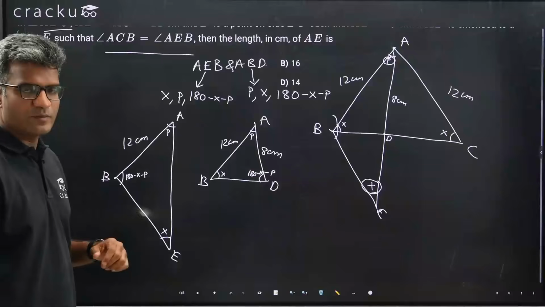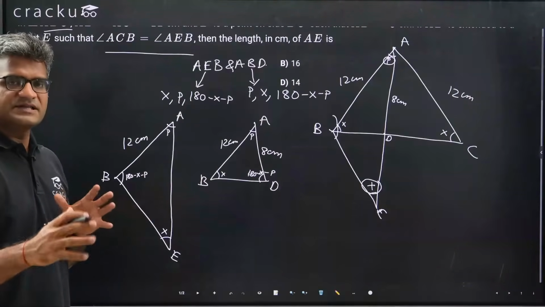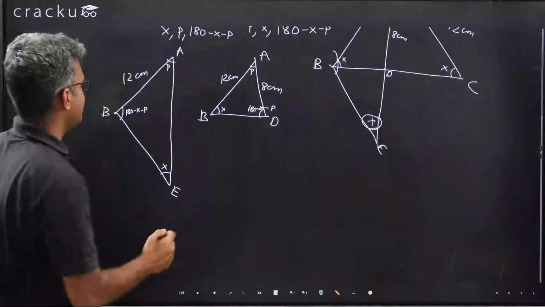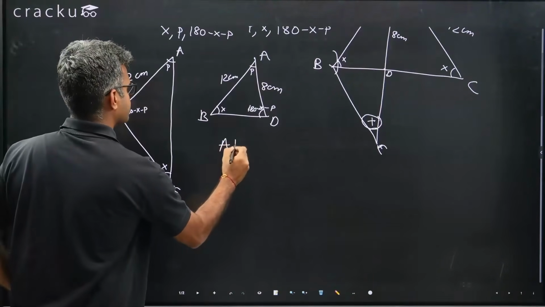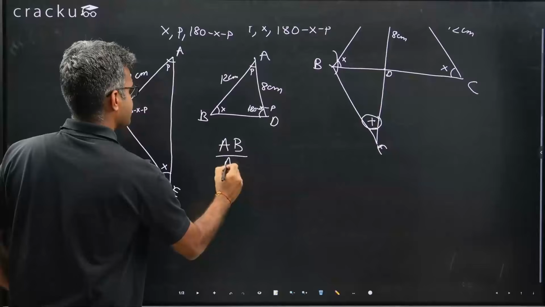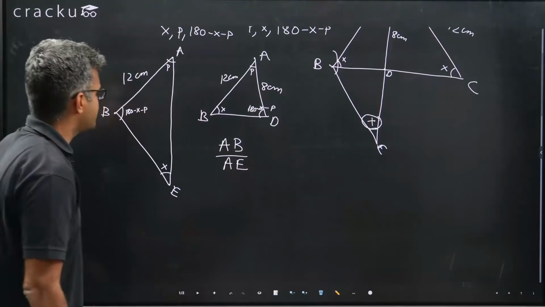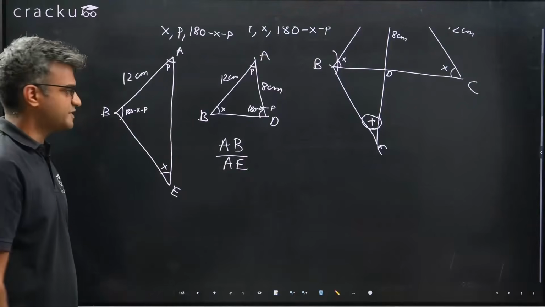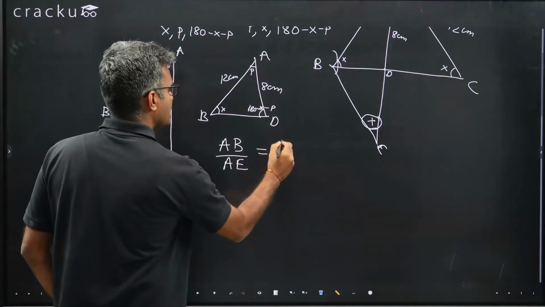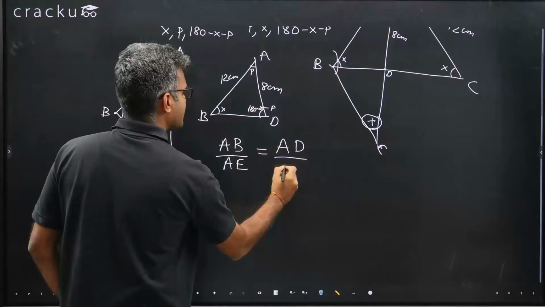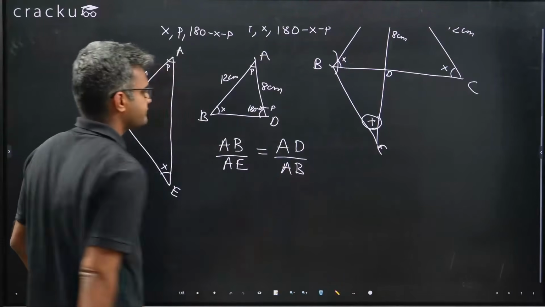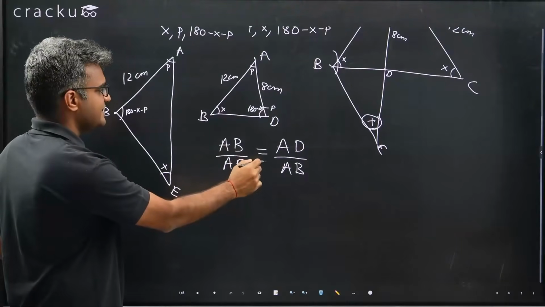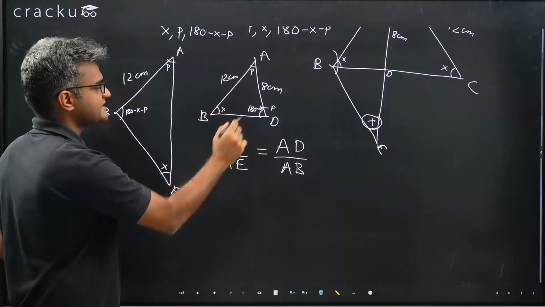Now, using the property of similar triangles, where all the sides opposite the same angle will be proportional, we will figure out that AB divided by AE, which represents the side opposite X divided by the side opposite 180 minus X minus P, is equal to AD divided by AB. AD is the side which is opposite angle X, AB is the side which is opposite angle 180 minus X minus P.